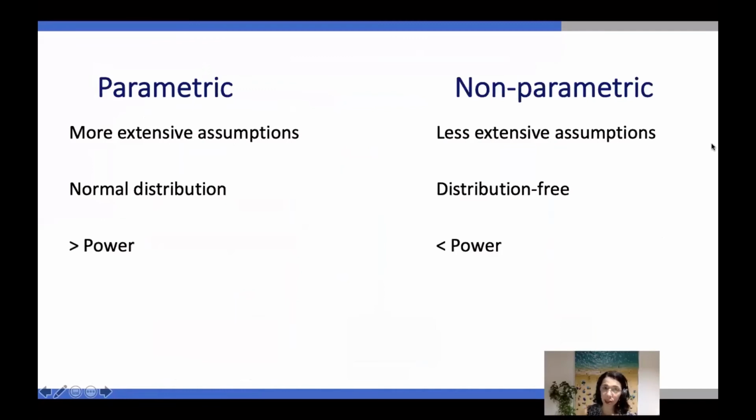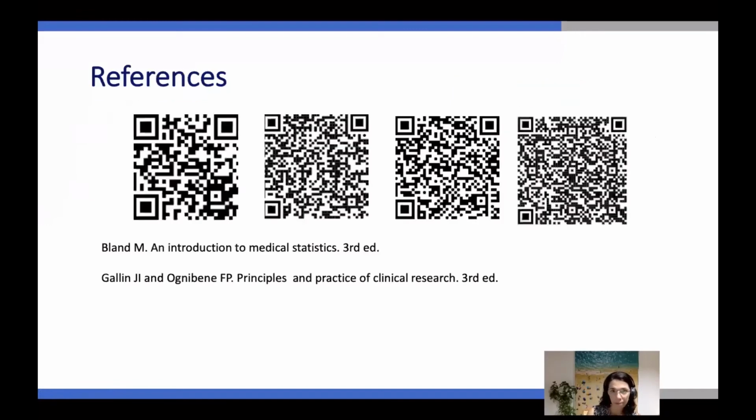The advantages of the parametric tests, like we said before: the main advantage is the bigger power, but parametric tests often rely on more extensive assumptions and on the existence of a normal distribution. The non-parametric tests may have less power, but they are distribution free.